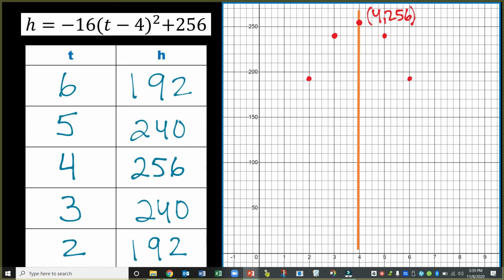But there's some more things I want to know about this graph. Like, I'm curious to find out, was the rocket on the ground when it was launched? So in other words, what was the height when the time was 0? So I'm going to find that out by erasing these points that I already put on the graph, and I'm going to put in a time of 0. When I put in a time of 0, it will look like this.